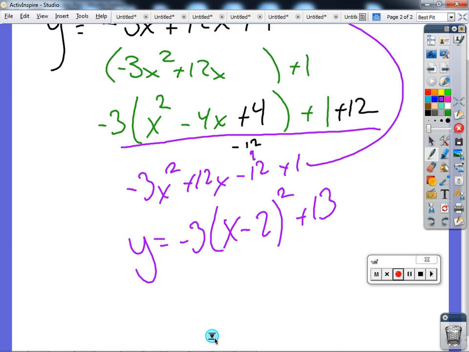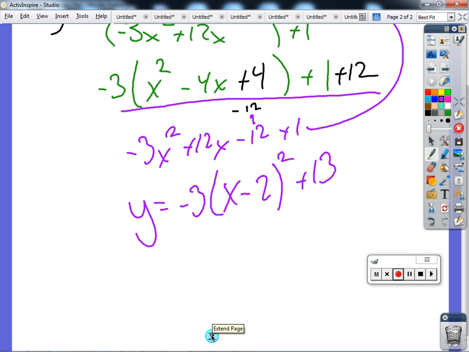Ladies and gentlemen, what is my vertex? The vertex is (2, 13). You've got to get in the habit of not looking at that negative. It's the opposite of what you see, because remember, it is x minus h, and h is the value we're looking for. Okay, we okay on that one? Onward and ever onward.